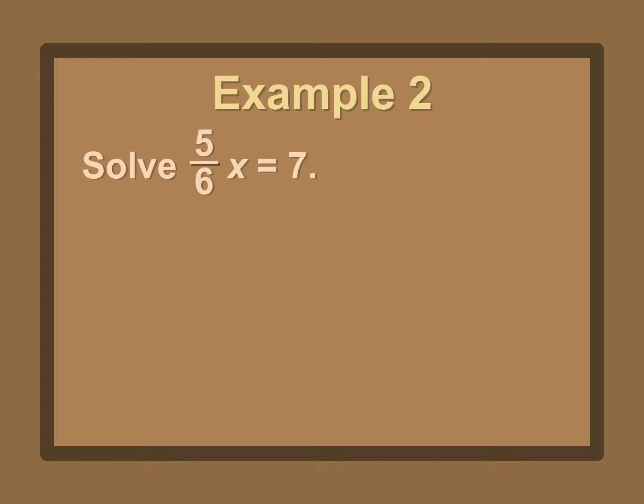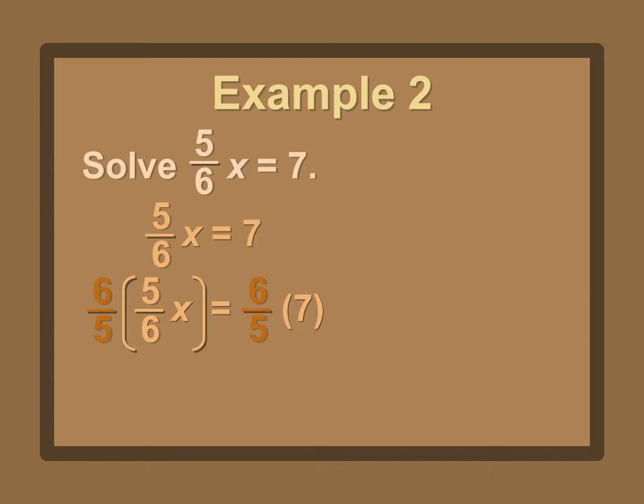So for this example, we have 5/6 times x equals 7. For this problem, to solve for x, we want to divide by 5/6. So remember that dividing by 5/6 is the same as multiplying by 6 over 5, because you keep, change, flip, or you multiply by the reciprocal. So we'll multiply both sides by 6 over 5, and then we get our answer, 42 over 5.